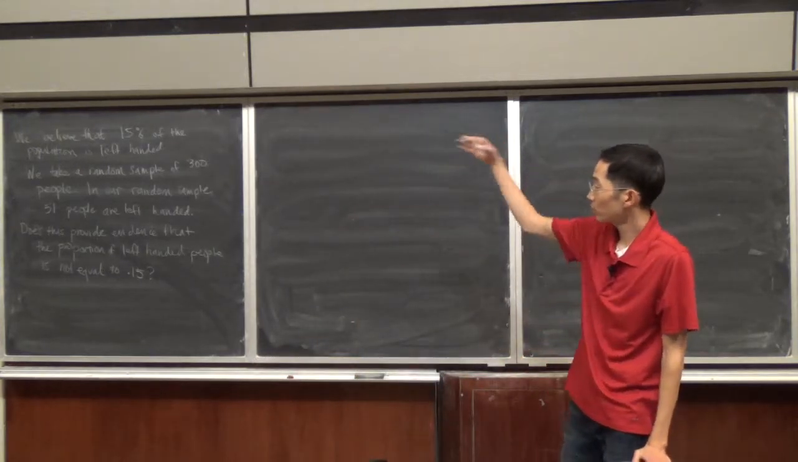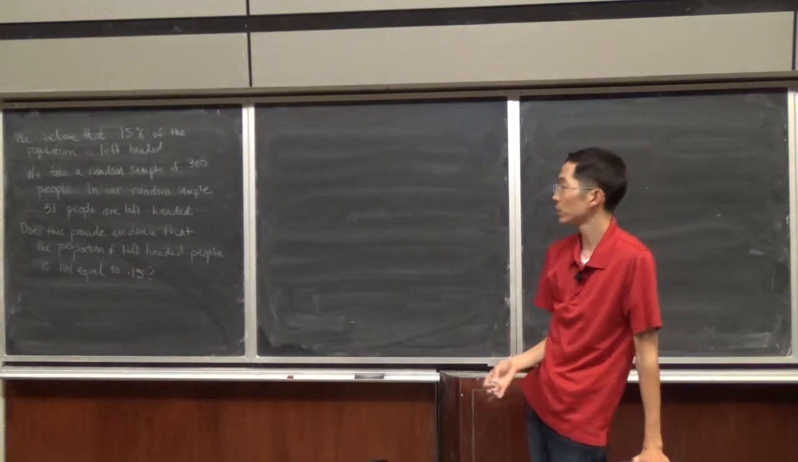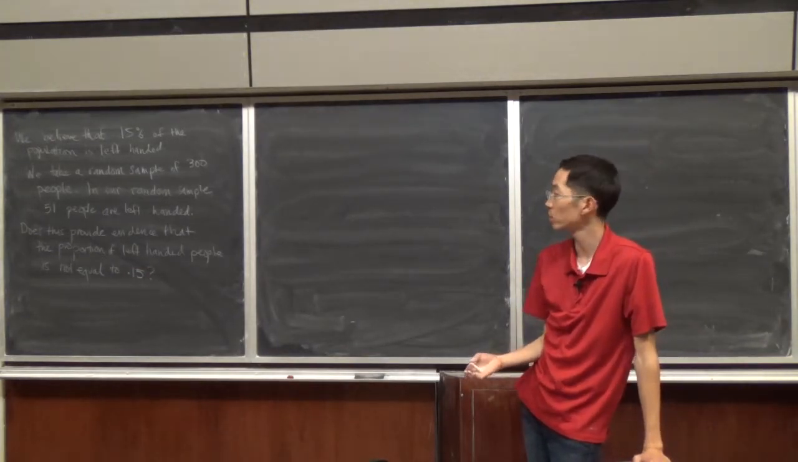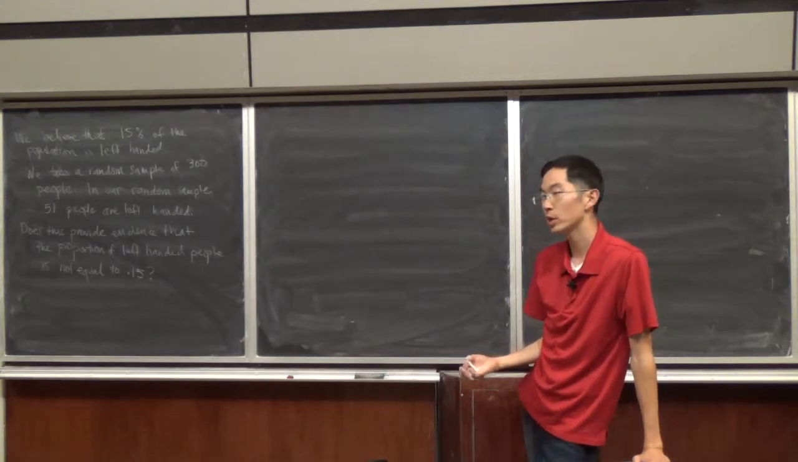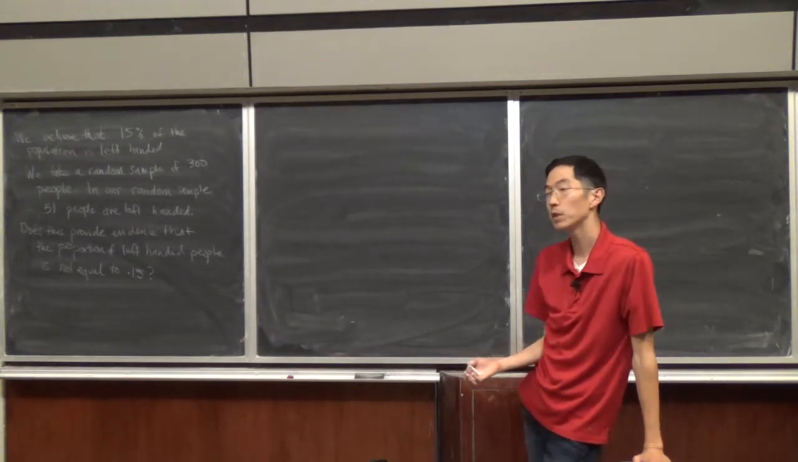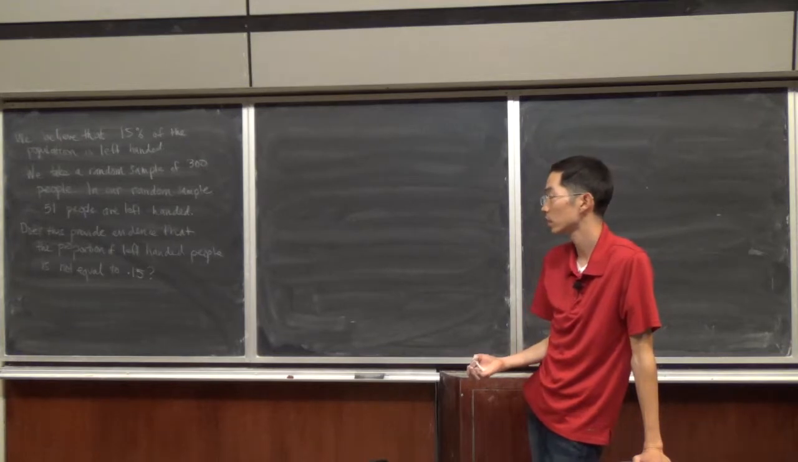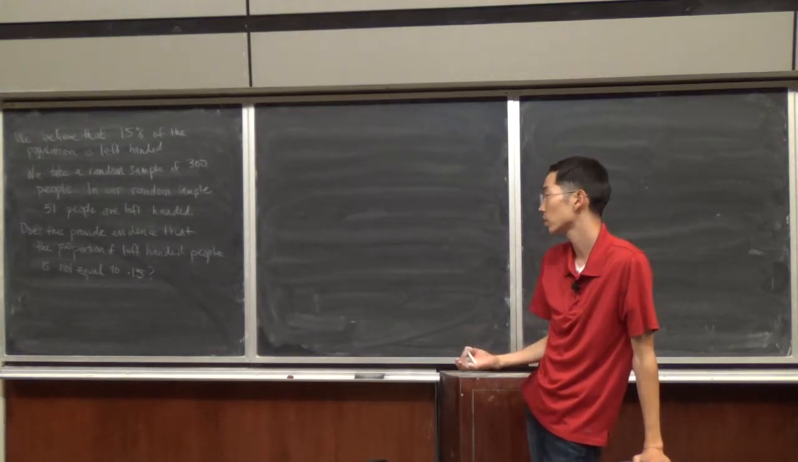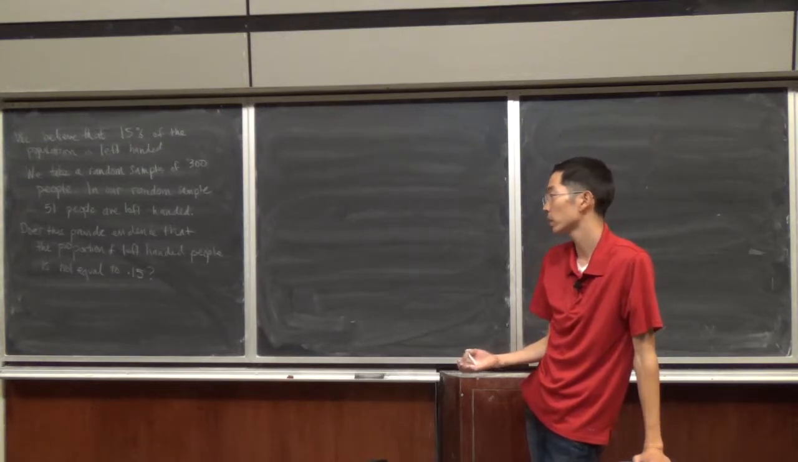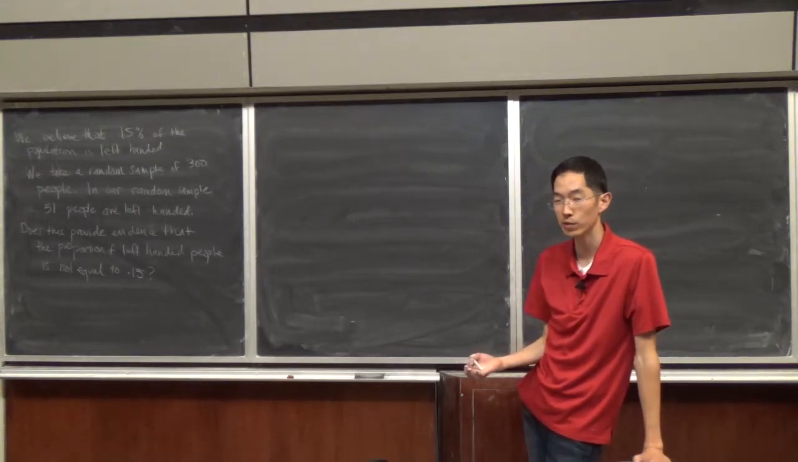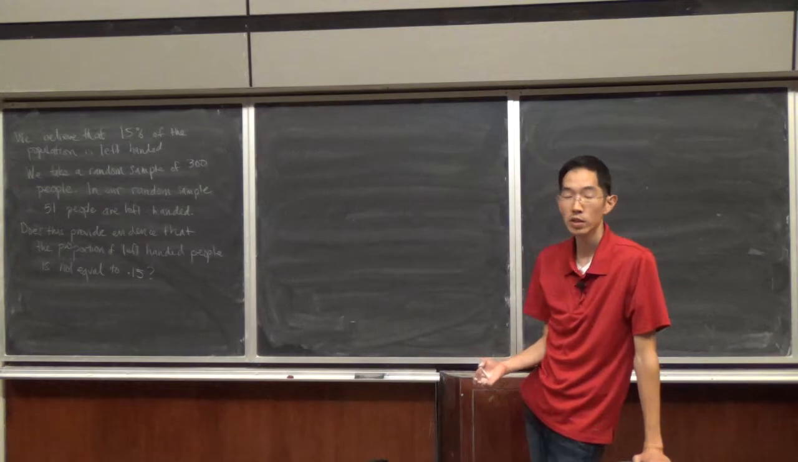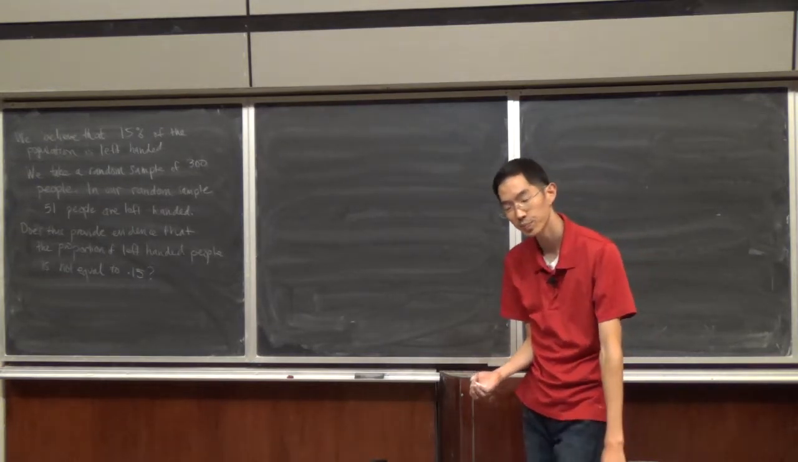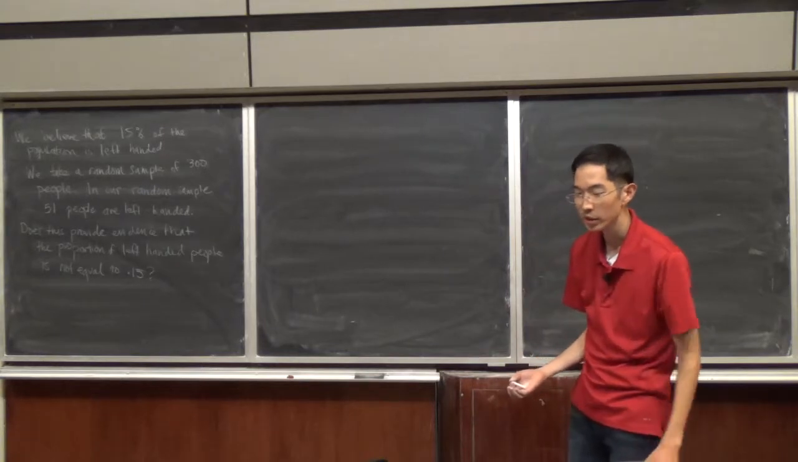All right. So we believe that 15% of the population is left-handed. We want to test this, so we take a random sample of 300 people, and in our random sample we find that 51 people are left-handed. So, does our random sample provide evidence that the proportion of left-handed people is not equal to 15%? Okay, so we're doing a hypothesis test. We got one sample, one categorical variable.